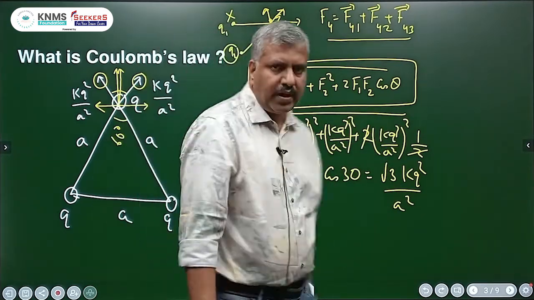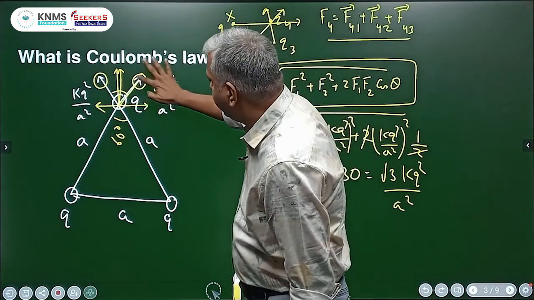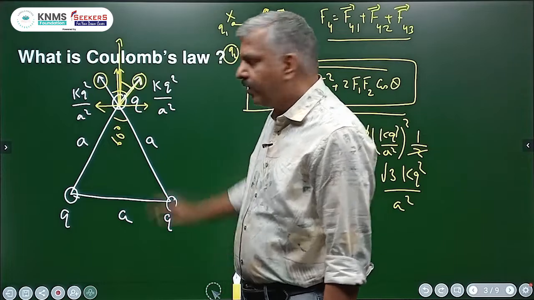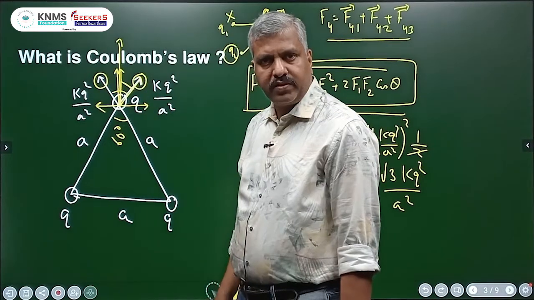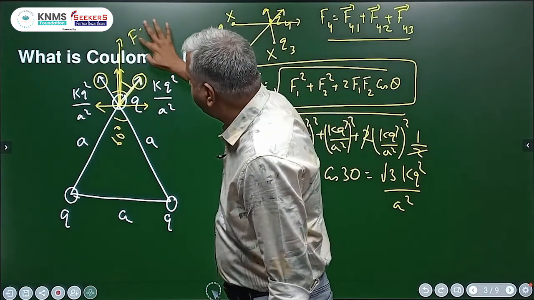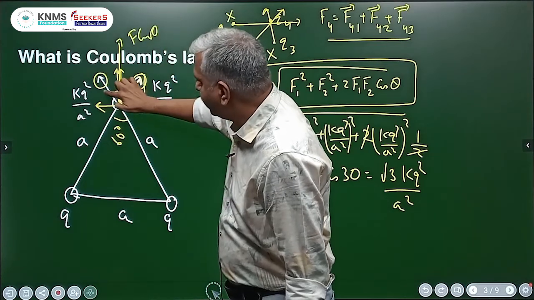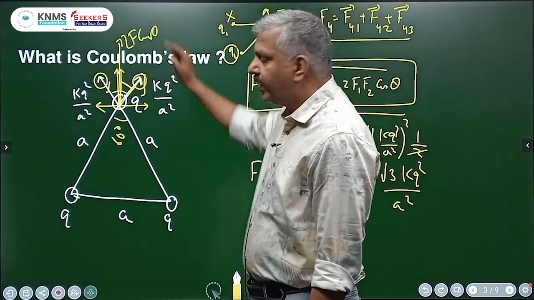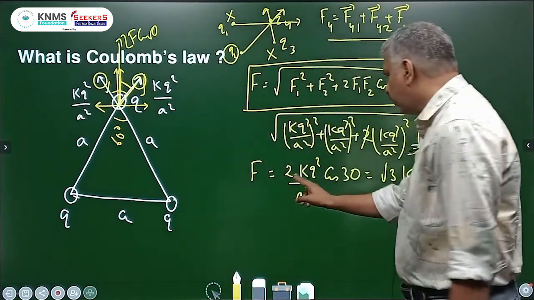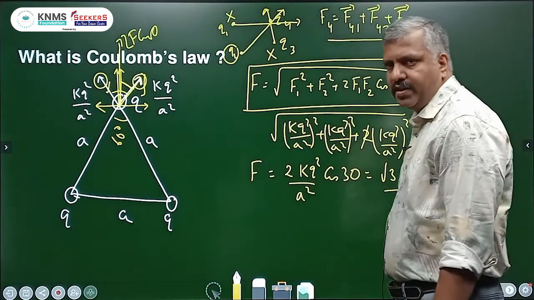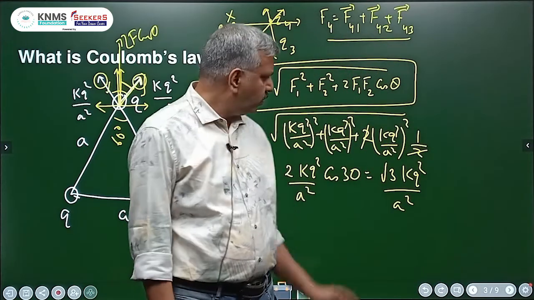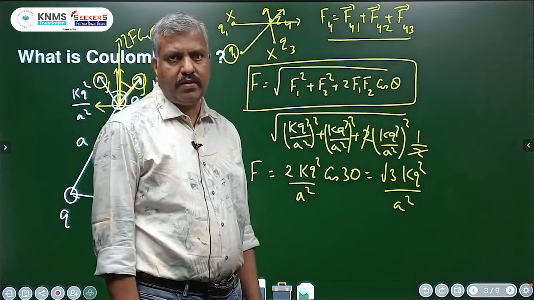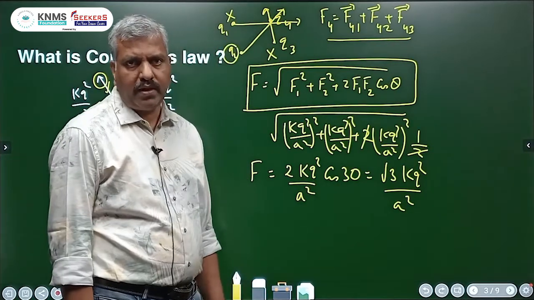Okay. Alternatively, what I can do is, look, there is one force acting in this direction and this is the vertical direction. So, this angle here will be 30 degrees. So, the component of this will become F cos theta. There is one component F cos theta because of this force, and there is another component F cos theta. So, the net force will be 2F cos theta, but now theta is 30 degrees. So, it will be 2 times kq squared by a squared cos 30, and we know cos 30 is root 3 by 2. So, the 2 will get cancelled and you will get root 3 kq squared by a squared. Okay. So, I hope you are able to understand this.